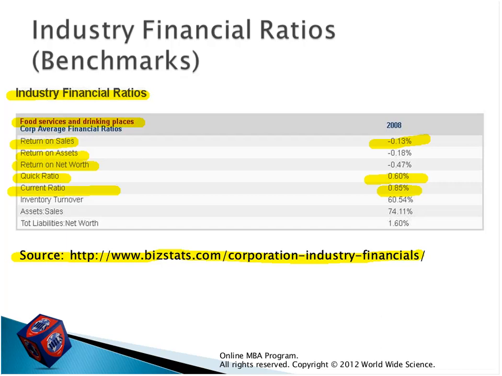So inventory turnover, here we can see asset sales, and total liabilities to net worth, which is equity. So how much total liabilities we have relative to our total equity. This is an example based on food services.